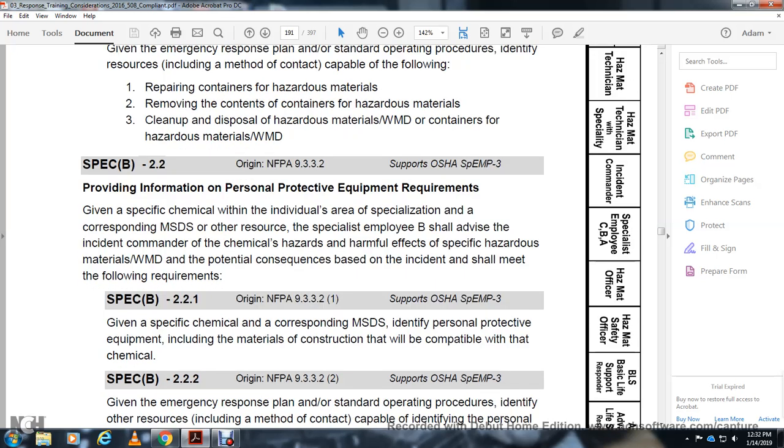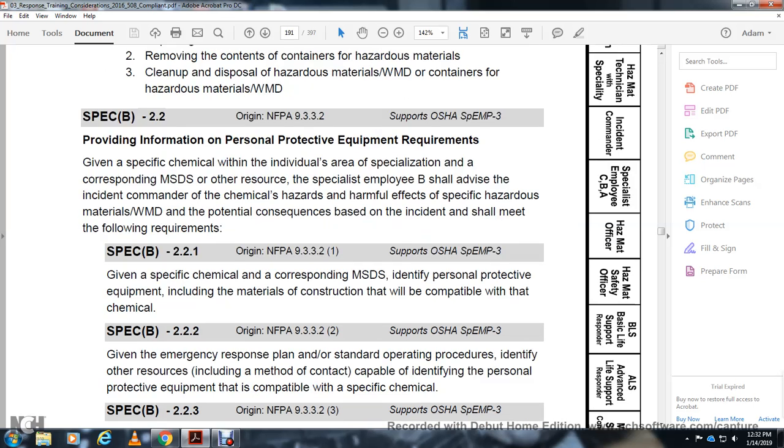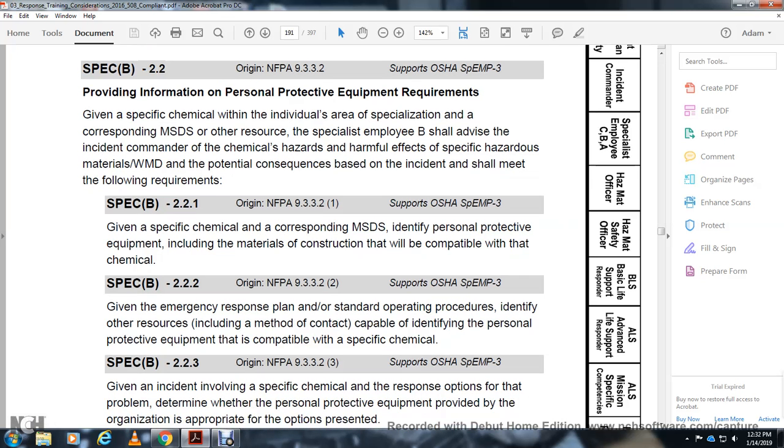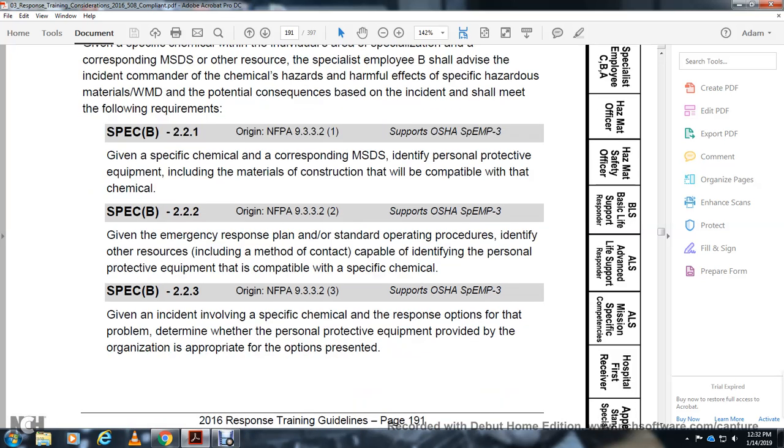Given the specific chemical with the corresponding material safety data sheets, identify the personal protective equipment to include the material and construction capability with the chemical. Given the emergency response plan and standard operating procedures and other sources, include the content capable of identifying the personal protective equipment for the specific chemical. Given an incident involving a specific chemical and response options for the problem, determine the personal protective equipment provided by the organization that is appropriate for the options presented.